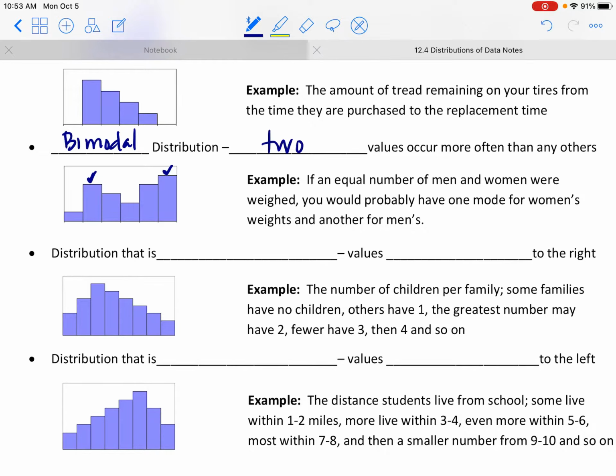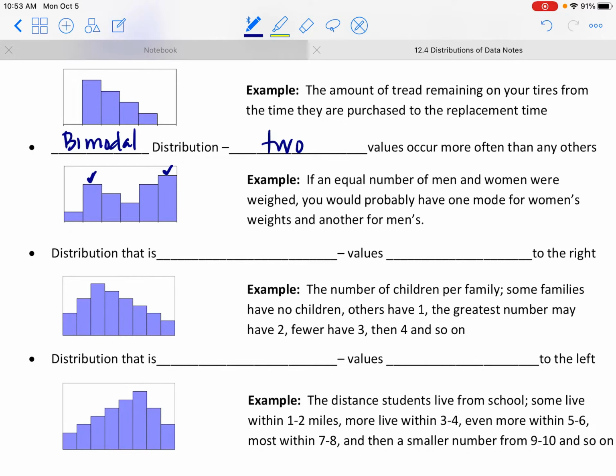So for example, let's say that there were an equal number of men and women in a study and you weighed them all. You'd probably have one average weight for men and another average weight for women, and they're not going to be the same. So you might have a really common area for men and another common area for women, so maybe two. And similarly for heights, right? Men are probably generally going to be taller than women, so you're going to have some common for men, some common for women, but those two are going to be more frequent than anything else.